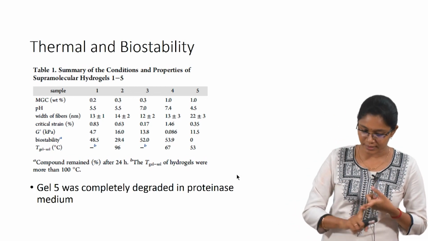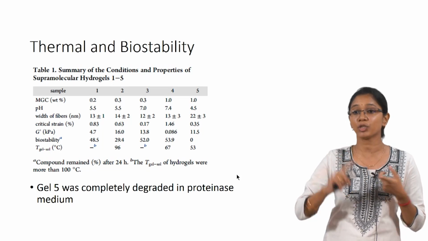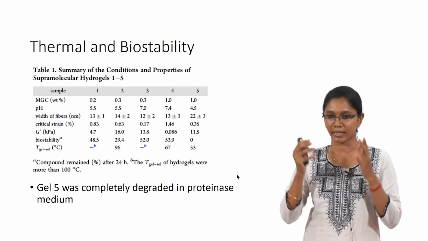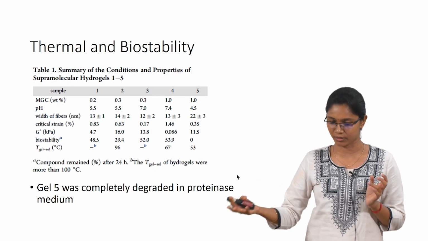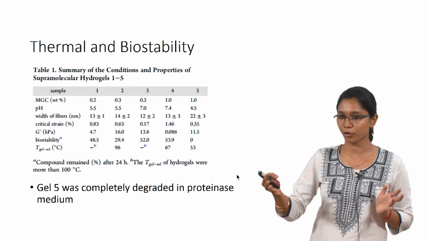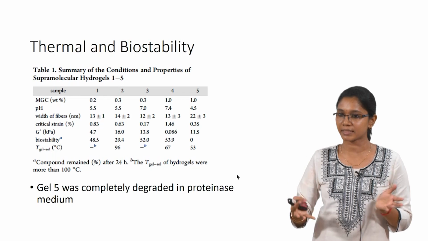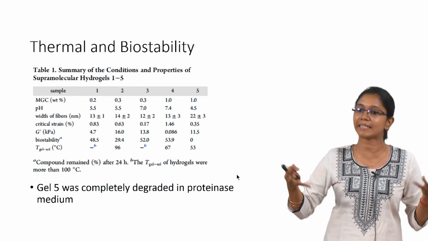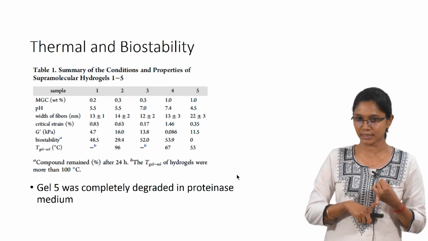So the biostability, when you see for the 5th one, is 0. So here the biostability is after 24 hours of incubation in an enzyme fluid, they have checked what is the remaining amount of gel that is there. So in other cases you have 48.58% or 29.48%, but without glucose there is 0% remaining, saying that the peptide hydrogel was completely degraded. So glucose increases the biostability of this system.